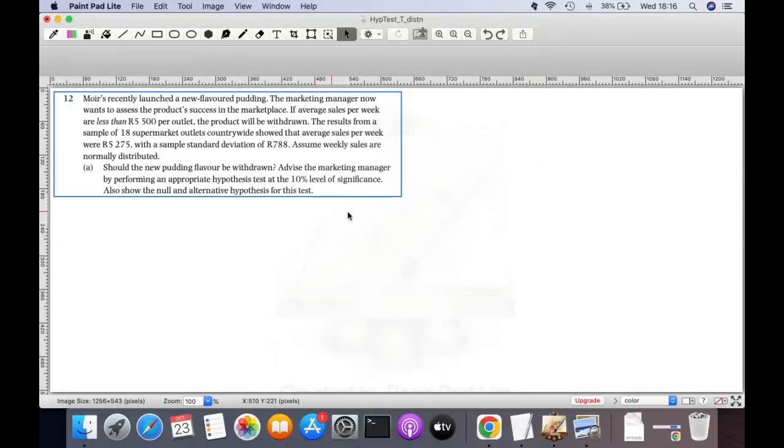And to show you how to use the T distribution, I've got this problem on this whiteboard here. So let me know if you can't see it. Otherwise, I'll just assume that you can. But I'll read it to you, and we'll walk through it together. It says, Moya's recently launched a new flavored pudding. The marketing manager now wants to assess product success.